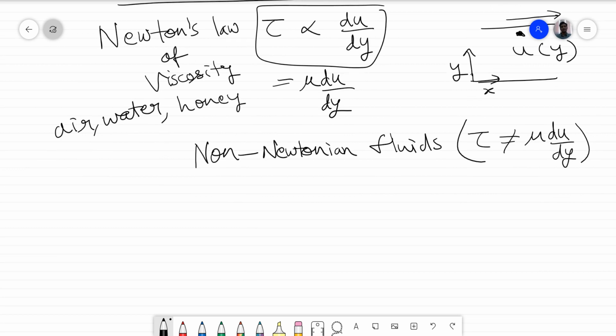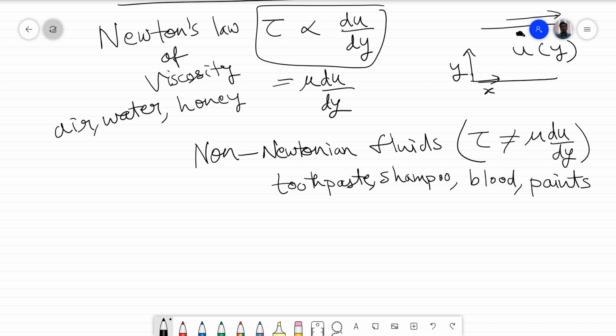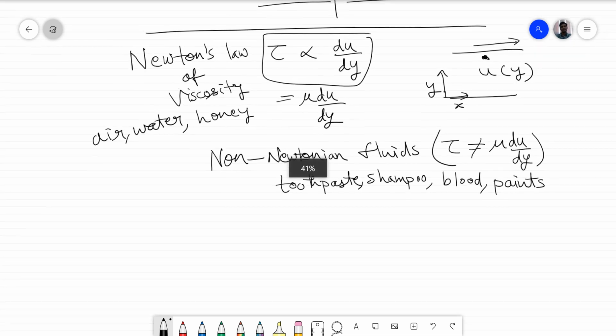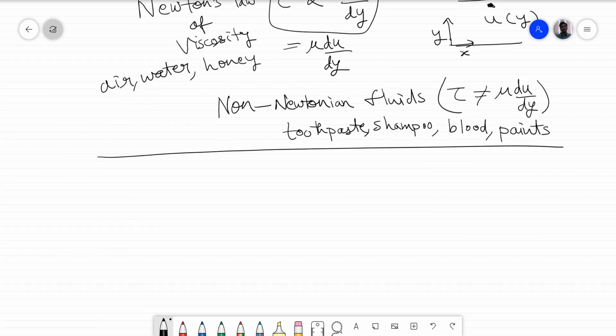Examples of non-Newtonian fluids are toothpaste, shampoo, commonly used shampoos. Blood is also non-Newtonian. Paints are non-Newtonian. Cornstarch solution, that is non-Newtonian. All right. And then we discussed continuum hypothesis. This we also discussed in the first lecture. Okay.